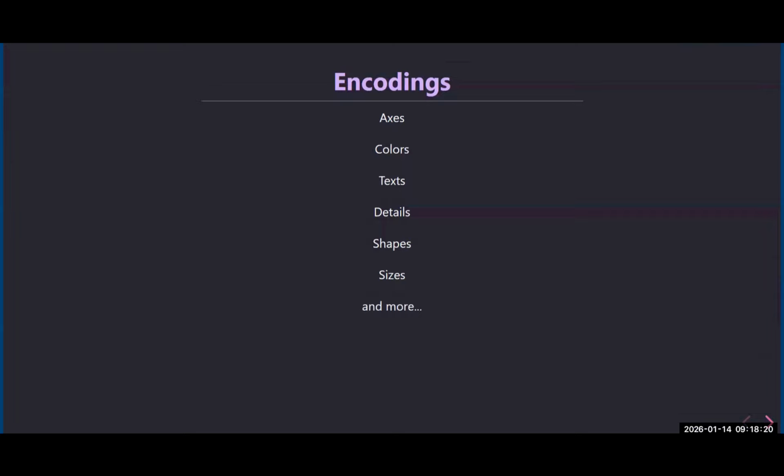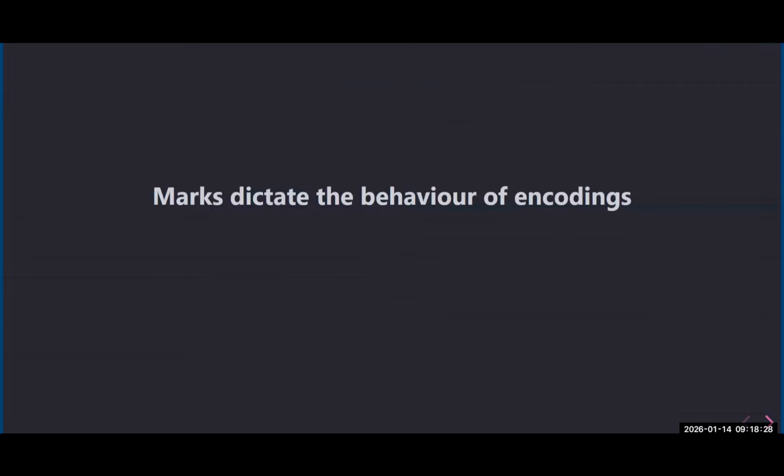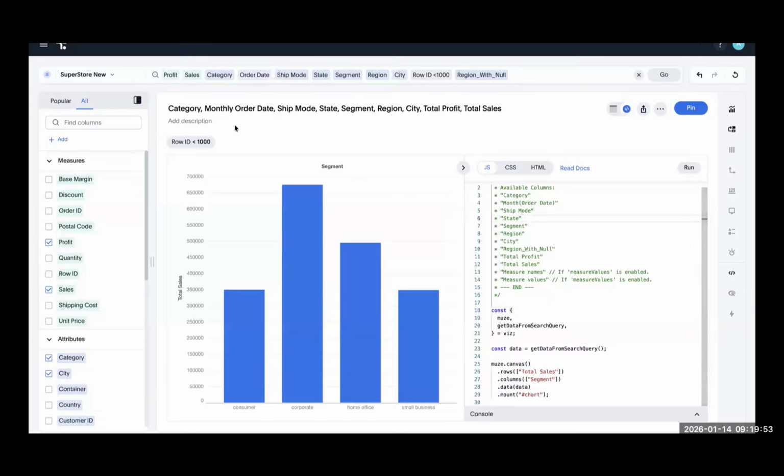And there are more encodings as well. We have extensive documentation for these things, so I won't go into everything in full detail. But an important thing to remember is that marks dictate the behavior of encodings. Different marks accept different encodings and they modify themselves differently. For example, if you apply a size encoding on a line mark and you apply a size encoding on a bar mark, these two marks are going to behave slightly differently due to the nature of them being different entities entirely.